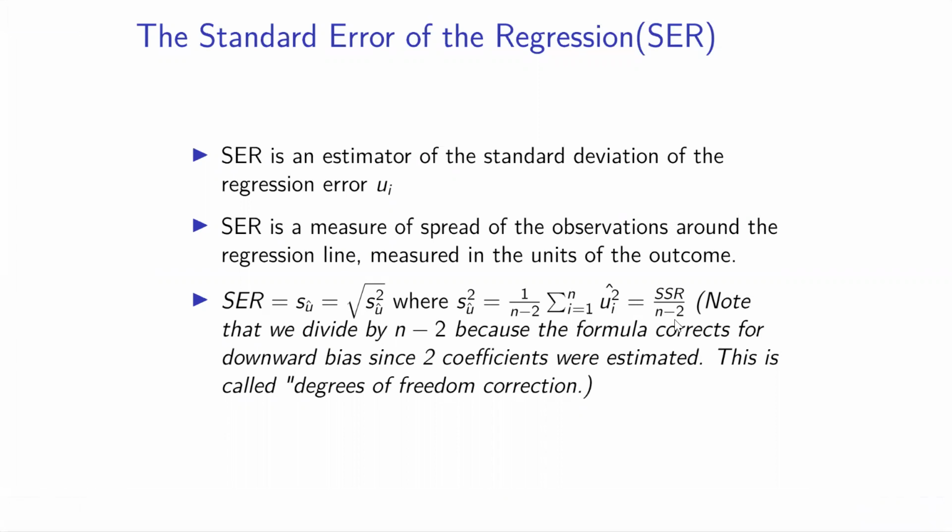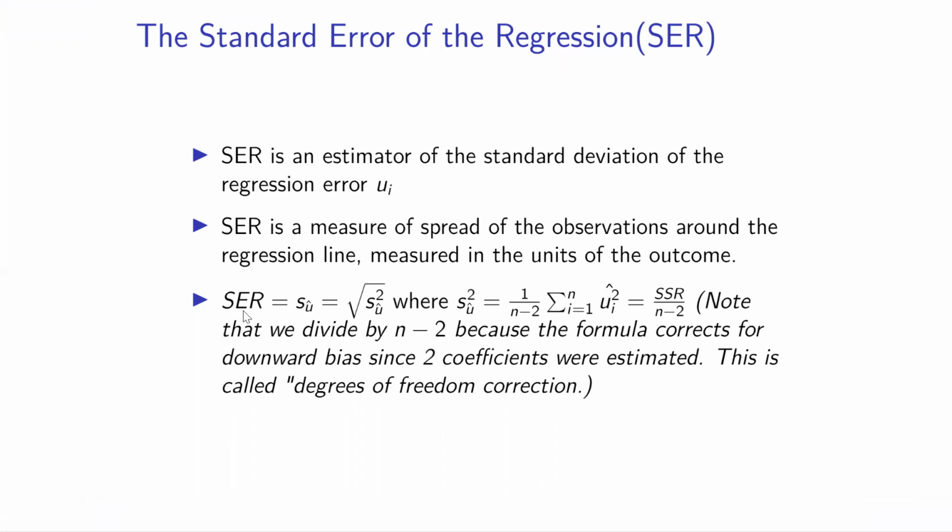The reason why the denominator is n-2 versus n-1 is because we need to use two coefficients, beta naught and beta 1, in order to compute SSR. Hence, we need to adjust the degrees of freedom in the sample by using n-2 in the denominator. Once you have calculated the variance of residuals, you can take the square root of the variance to get the standard deviation of the residual, and that gives you the SER measure.